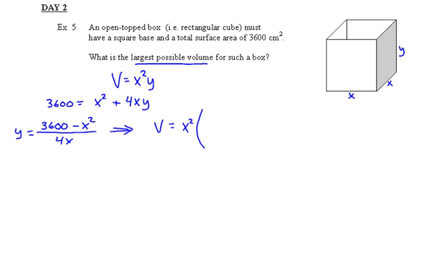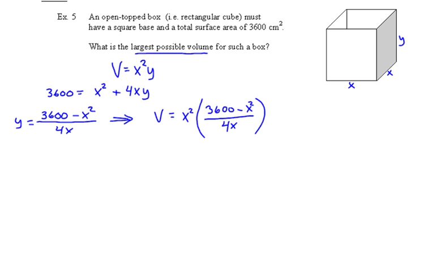Can we simplify this a little? Yeah. Okay, so 3,600 minus x squared all over 4x. We're going to simplify this first. So tell me how I can simplify this. You can cancel out which x? Here? Yeah, you could do that. So this could be just an x. This one can reduce out.